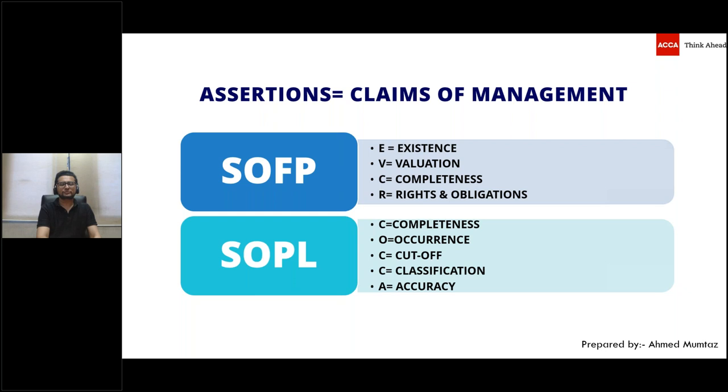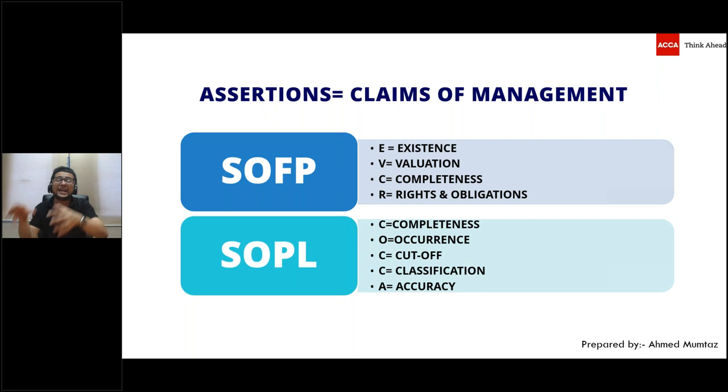What do I mean by assertions? Assertions means certain things which are claimed by the management. So they claim that yes, we have prepared the financial statements, for example, the statement of financial position, and all the assets or all the liabilities which we have recognized within the statement of financial position, they do exist. So there is nothing fake in it. Everything which we have recognized as an asset or a liability, it exists for real.